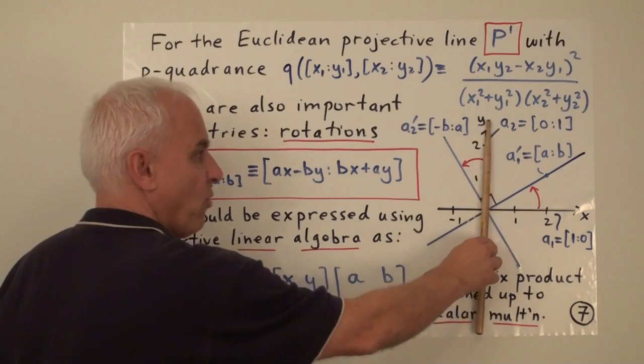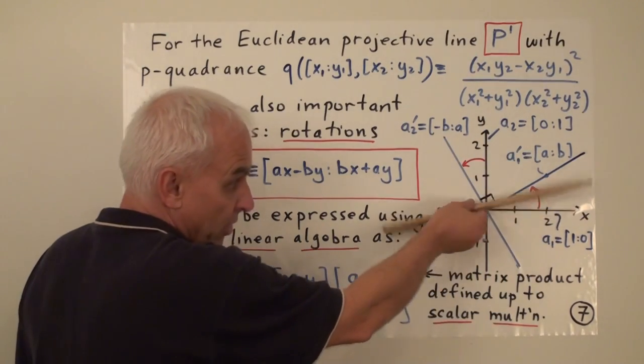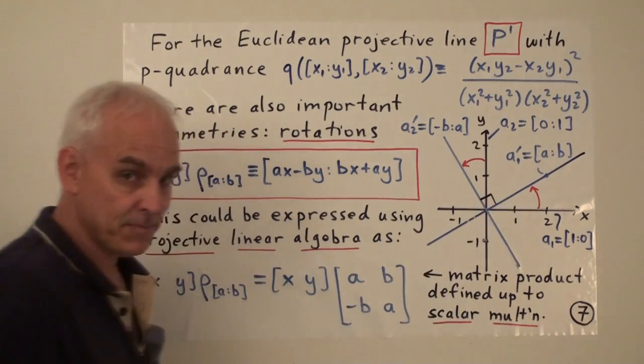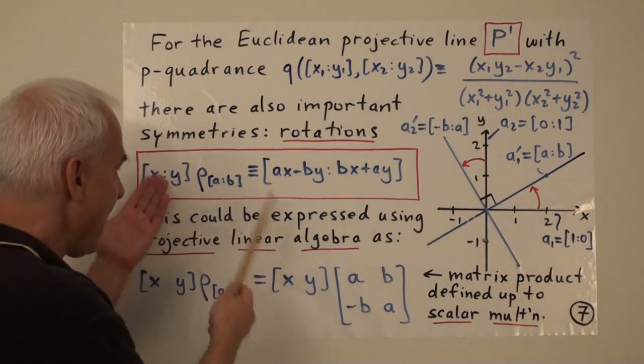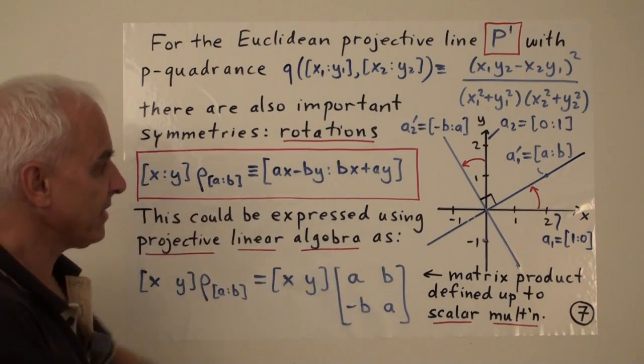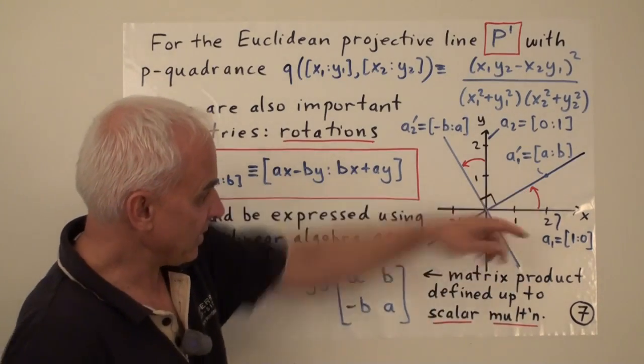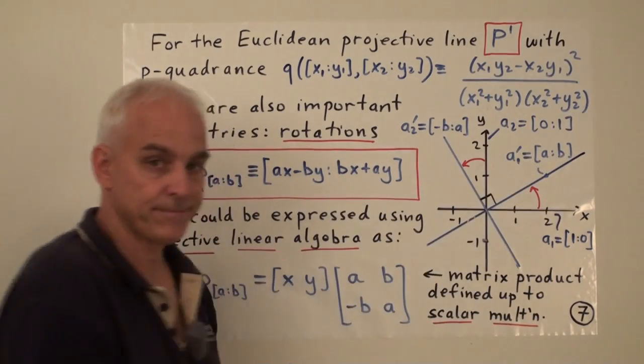So if we input 0, 1, we're going to get out minus ba. If we input 1, 0, we're going to get out ab. So this thing does have the same physical effect as what we would like to think is the rotation that sends this thing to AB.